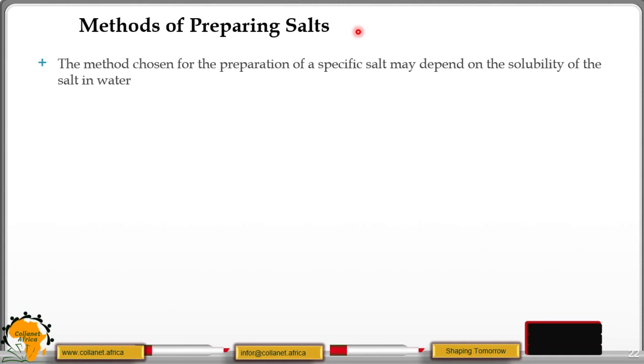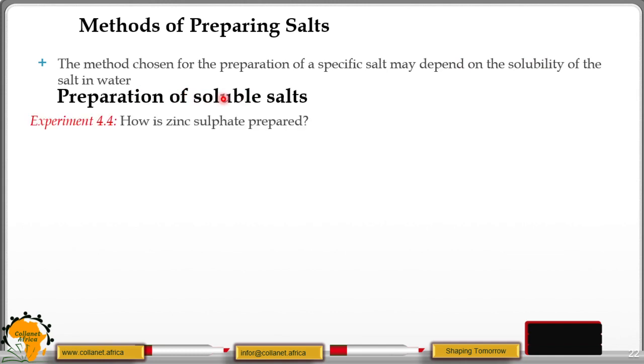In this lesson we are going to look at the methods of preparing salts, and mostly we are going to tackle the preparation of soluble salts. For our examples we shall look at the preparation of zinc sulfate and copper sulfate. The methods chosen for the preparation of specific salts may depend on the solubility of the salt in water, and that's why we tackle the solubility first.